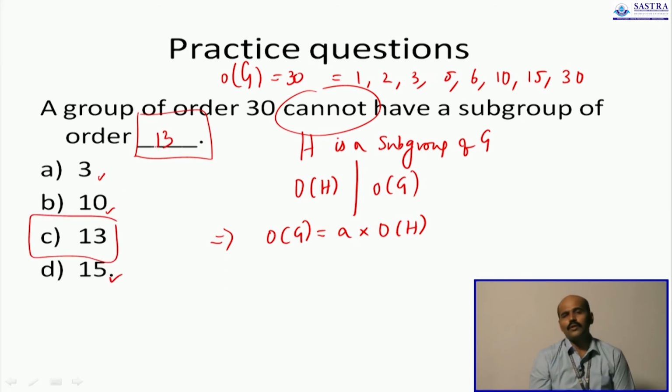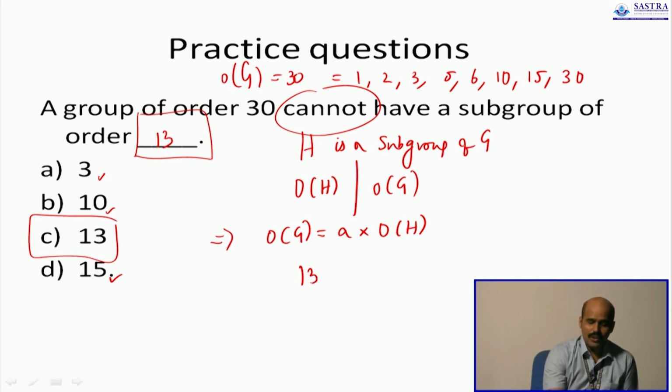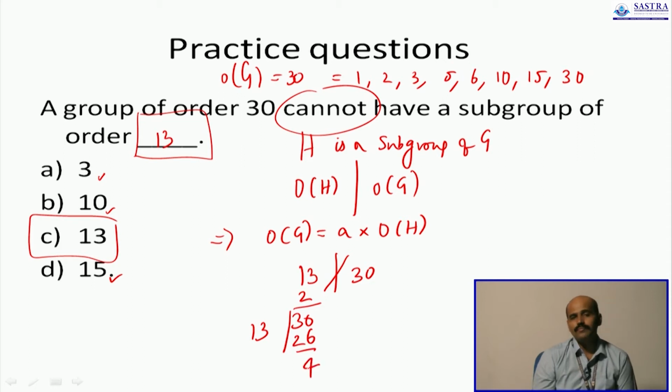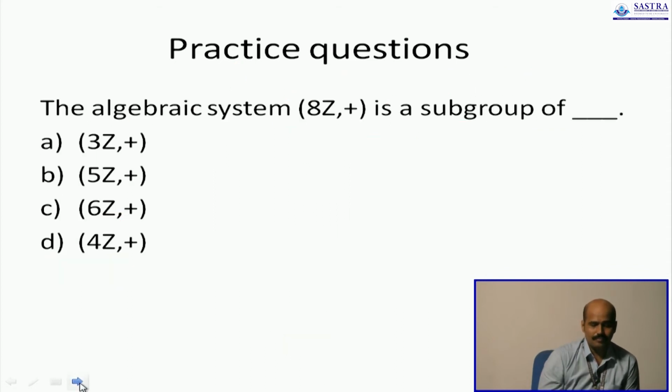Any group of order 30 cannot have a subgroup of order 13, because 13 does not divide 30. You divide 30 by 13, you get a remainder of 4. It is not a 0, therefore 13 is not a factor of 30. So any subset of 13 elements can never be a subgroup of a group which contains 30 elements, and this is directly an application of Lagrange's theorem.